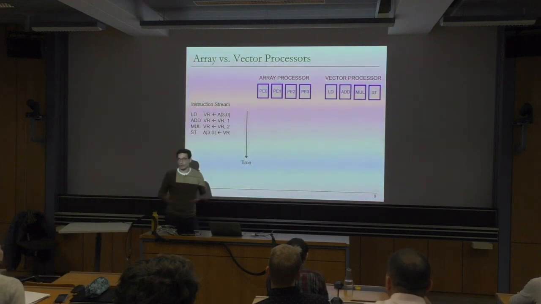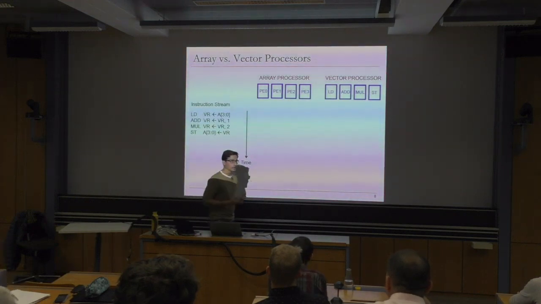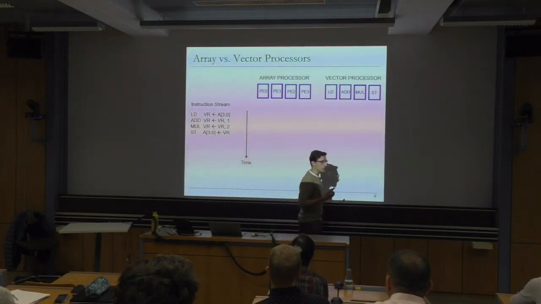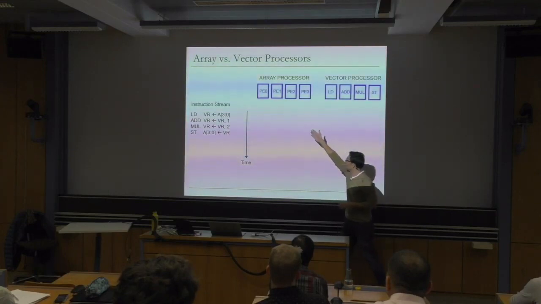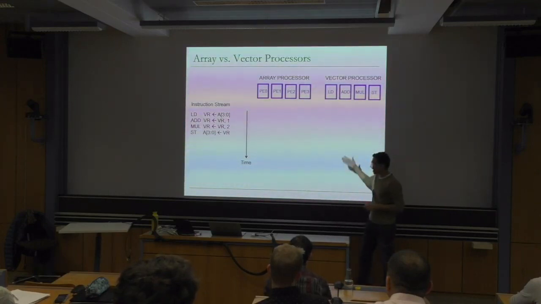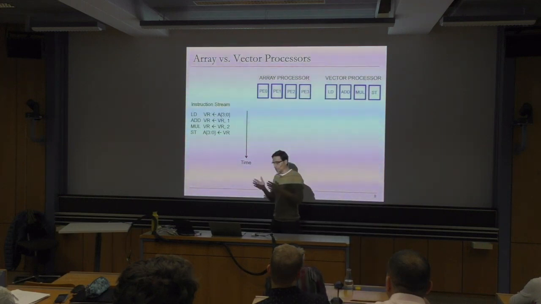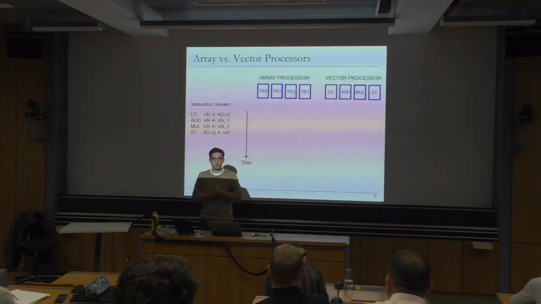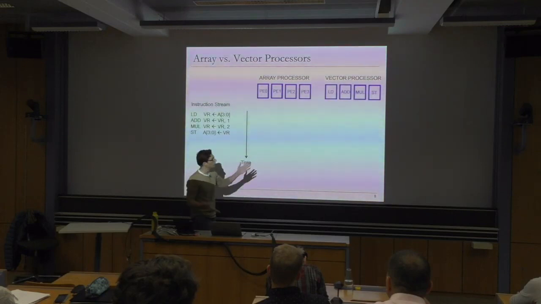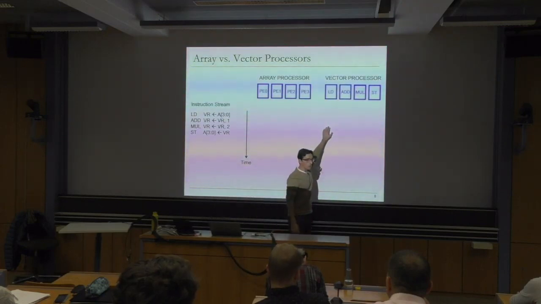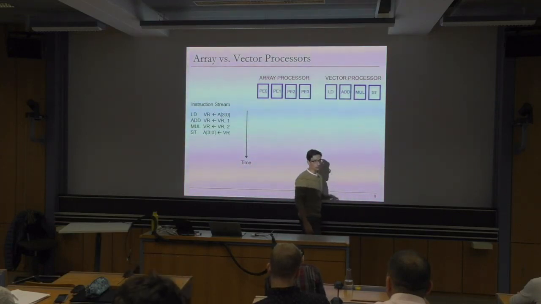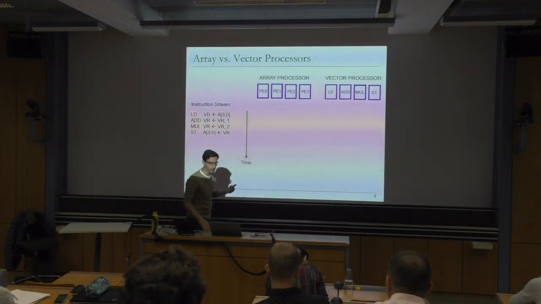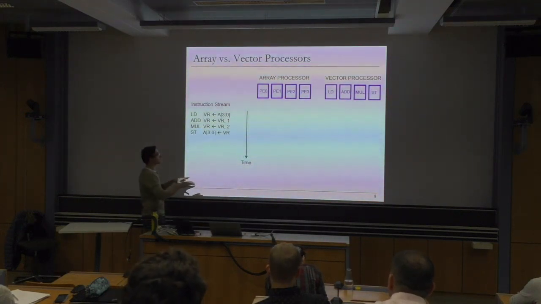In the case of the vector processor, we have several processing elements as well, but these are specialized. They are not able to execute every instruction, as is the case in the processing elements of the array processor. Here, what we have is processing elements, each of which is specialized on a certain type of instruction. And you can already see that here we have one of them for load instructions, add instructions, multiply, and store. Okay, and how do we execute a program on these processing elements in the array or the vector processor?